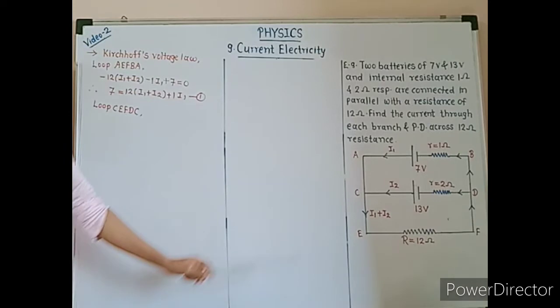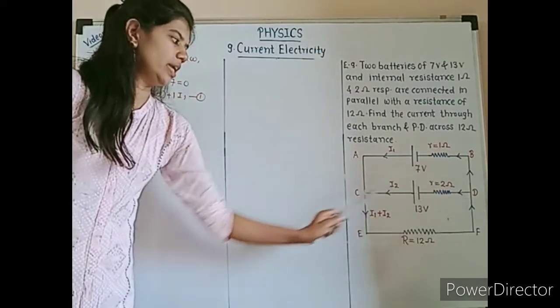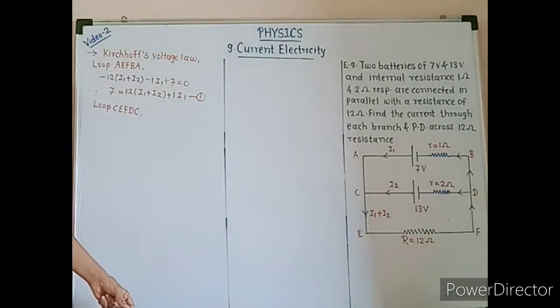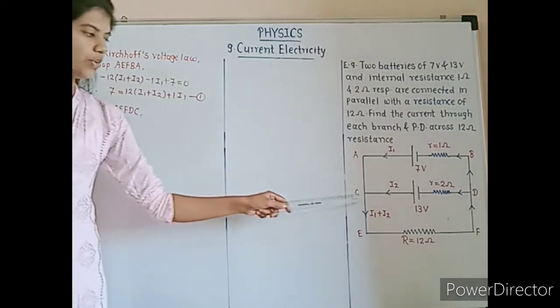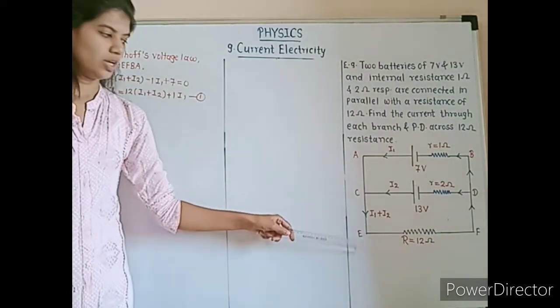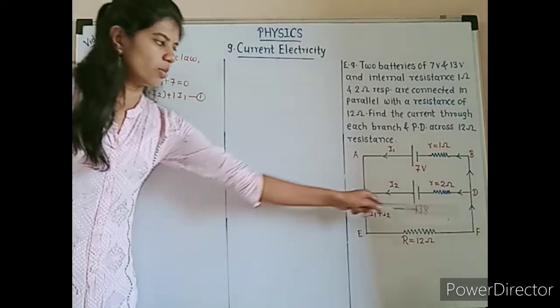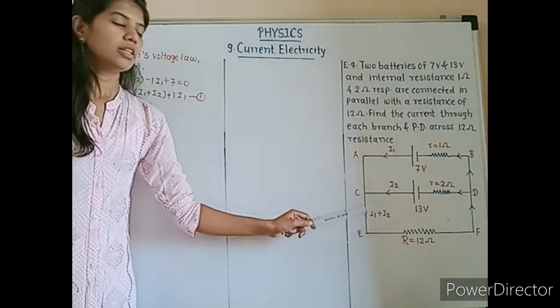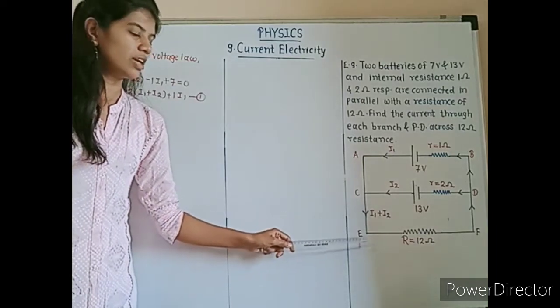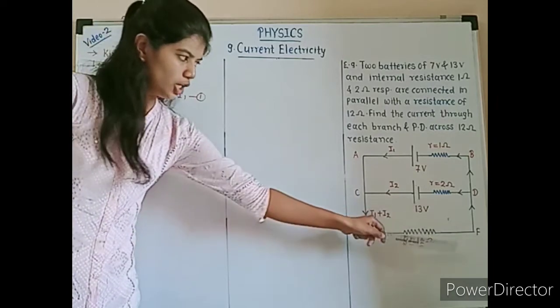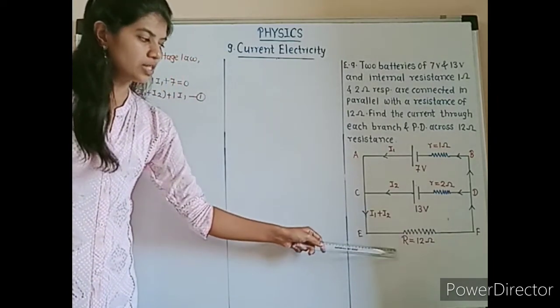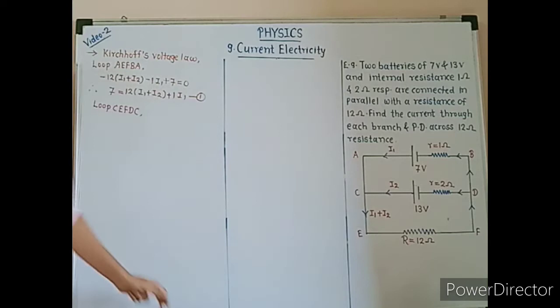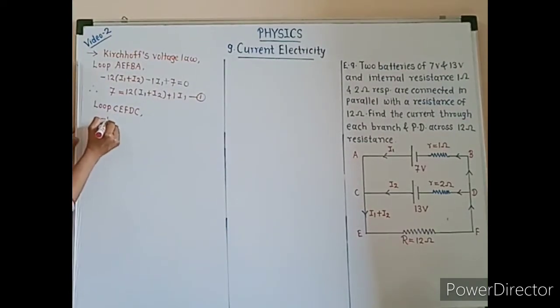Now consider this second loop, that is C, E, F, D, C. Now applying sign convention to this loop, we are tracing the loop from C to E. Here no resistance is connected. From E to F we get 12 into (I1 plus I2), and the direction of conventional current and our travelling path are same, that is from E to F. So we get minus 12 into (I1 plus I2). So the first term is minus 12 into (I1 plus I2).